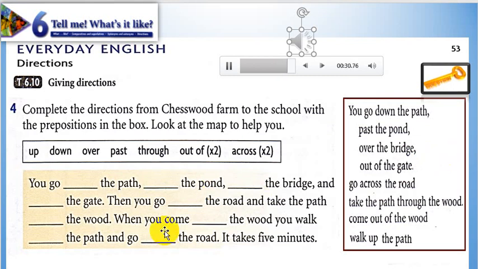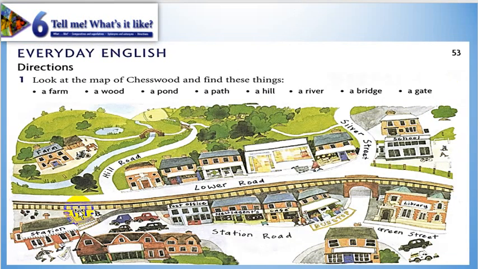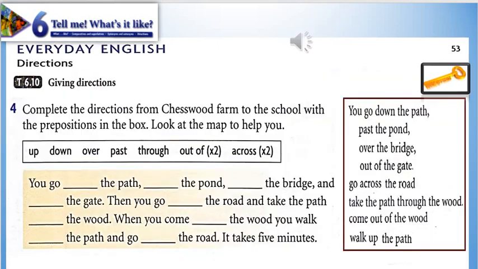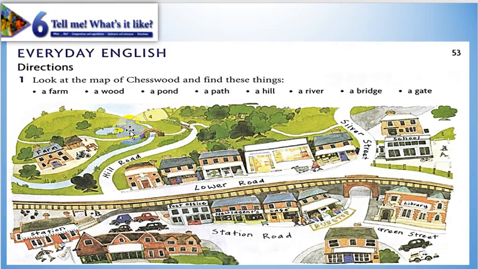To solve this question, you should see the map. You go down the path, past the pond. Okay, here's the pond. To go to the farm, you should pass the... go down the path, past the pond, over the bridge. So, if you see the map, go down the path, past the pond, you cross the pond, over the bridge, okay? And so on.